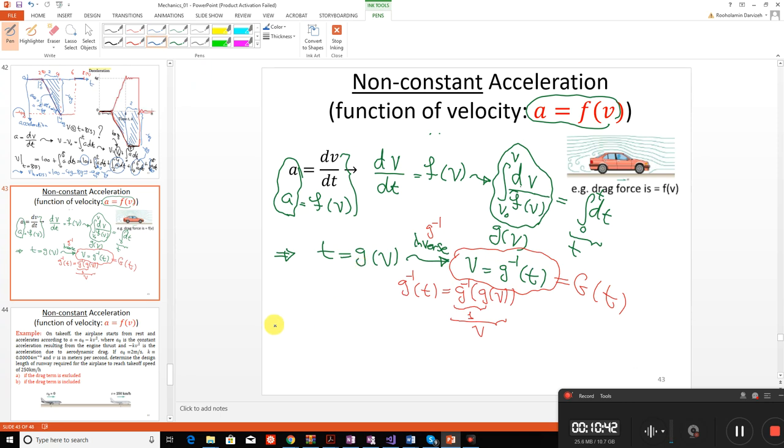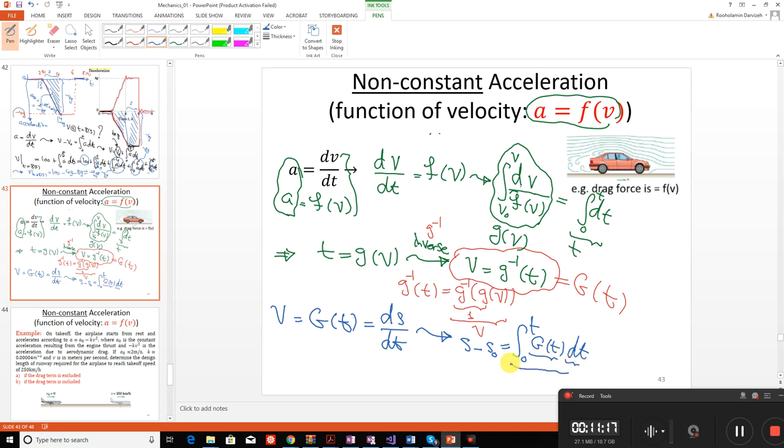When we have velocity as a function of time, then using the definition of the velocity, which is nothing more than the first derivative of the displacement with respect to time, if we take integration from both sides, as we had many times before, you have G(t) dt. This is a function of time, you take integration with respect to time, at the end you have a function of time. Therefore you have displacement as a function of time, Q(t).